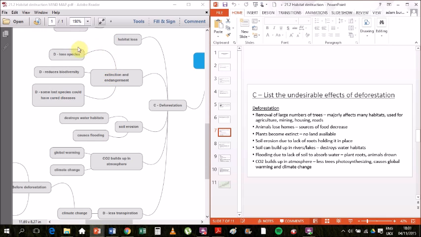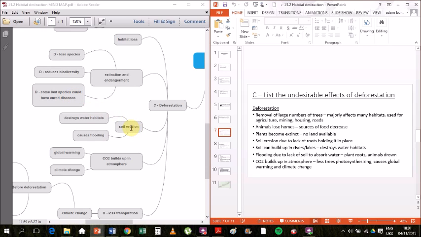Objective D fits nicely into this, so I just added it here. This means you lose your species forever, they're gone forever because you've cut down a large area of land which might be the only place they thrive. This reduces biodiversity, keyword again, and some of these things that we're killing actually have chemicals in them that can help cure or help diseases like cancer.